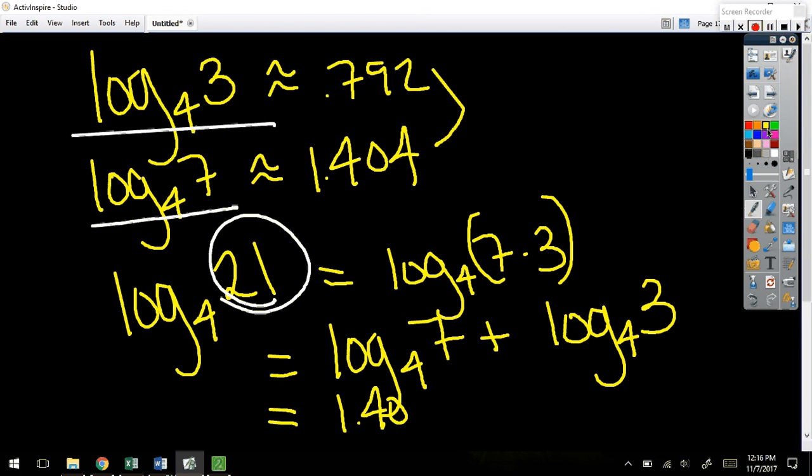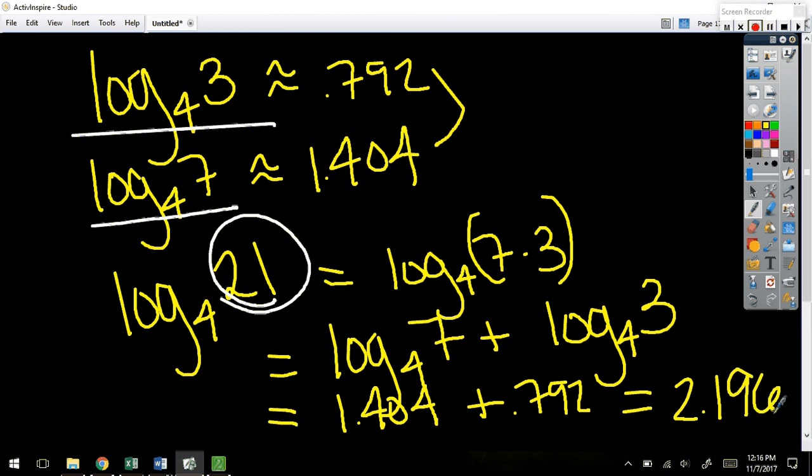So now I could say, well, I know what each one of those is, so if I just add them together, it would tell me what log base 4 of 21 is. Does that make sense? Or am I kind of talking in circles? Okay, y'all sure? Just add them? I related that number, that 21, back to these 2 that I started with by multiplication because 3 times 7 is 21.